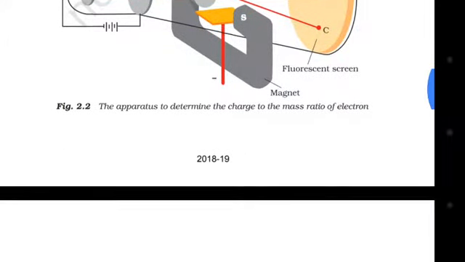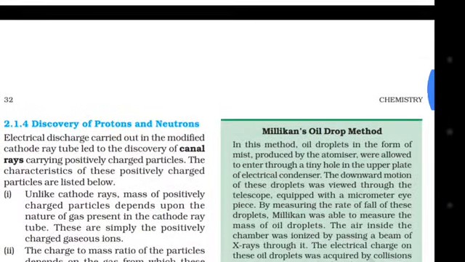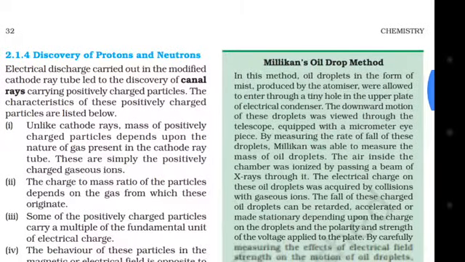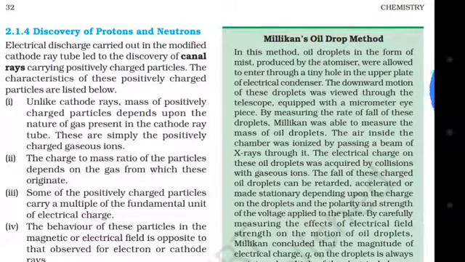Okay, now page number 32, 2.1.4, discovery of protons and neutrons. Electrical discharge carried out in the modified cathode ray tube led to discovery of canal rays carrying positively charged particles. The characteristics of these positively charged particles are listed below.